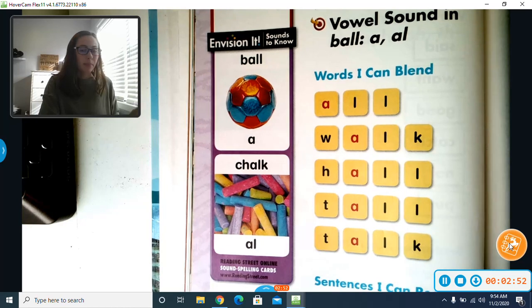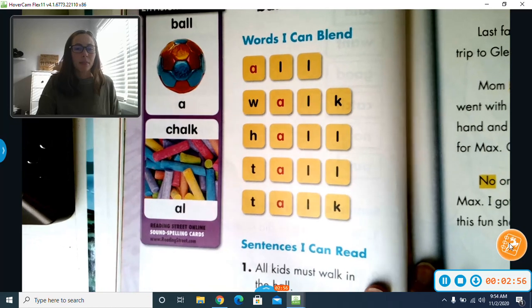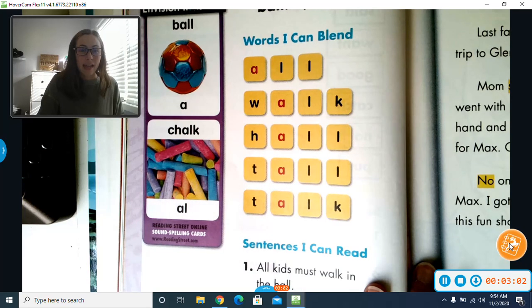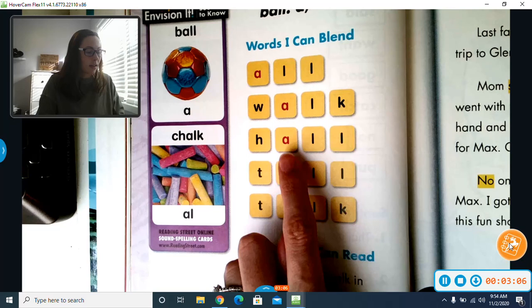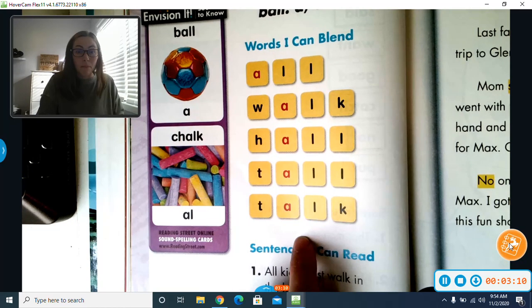Let's take a peek at our words. Go ahead and segment and blend these words with me using the sound ah. Okay, so when we see that A with the L, you can see A-L, A-L, A-L, it's going to make what sound? Ah. Very good. All right, let's try it.